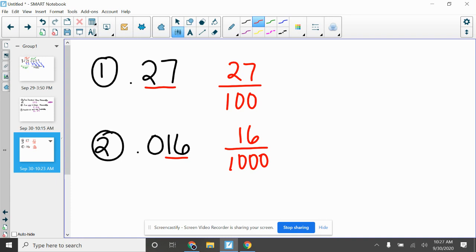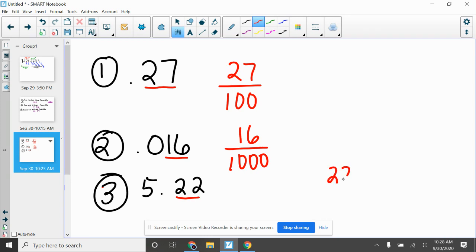Okay, let's try one more. All right, here we go. This time I'm going to give you a whole number to go with it. 5.22. What does that look like as a fraction? Just do what we know first. We know that the number in decimal land is going to be my numerator. So Connor, what's my numerator going to be?